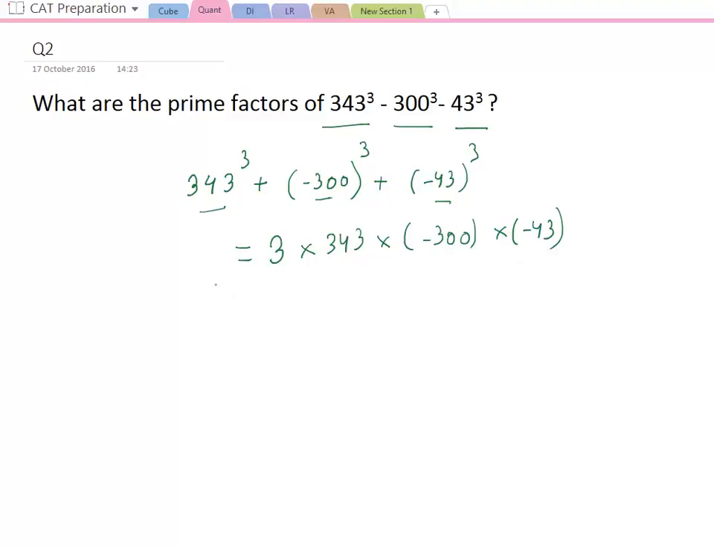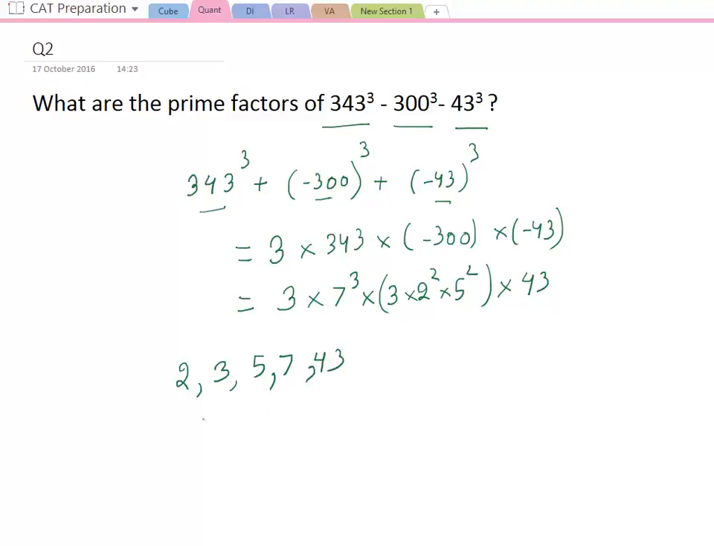Once you have reached this level, now it's easy to factorize and identify the prime factors. So you know 343 you can write as 7 cube. 300 again you can write as 3 into 10 square, which is 3 into 2 square into 5 square. And 43 is itself a prime number. So which ones will be the prime factors of this number? 3, 2, 5, 7, and 43. So these are the prime factors.